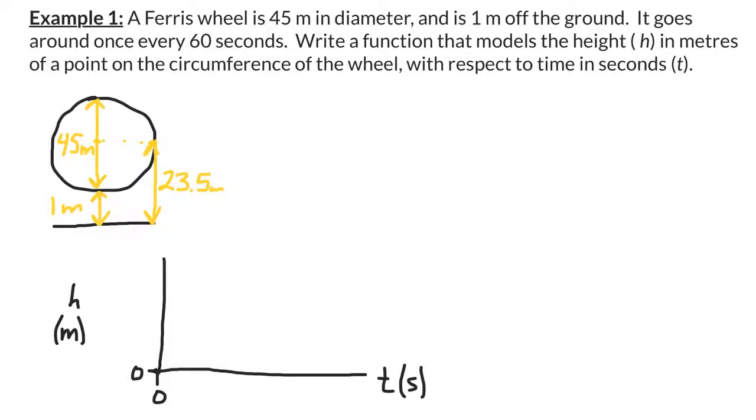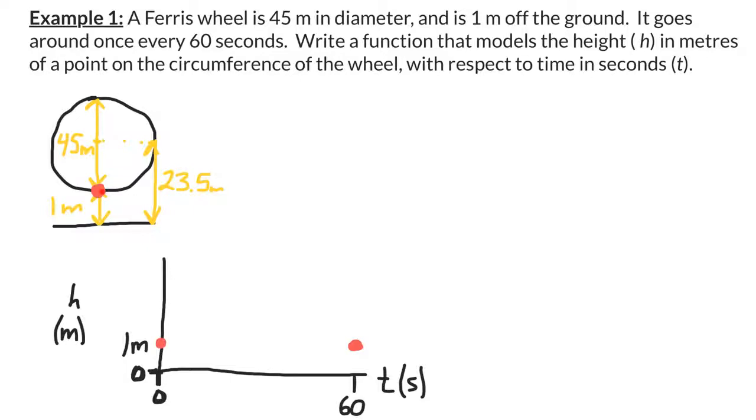So if I want to model the height of a certain point on this Ferris wheel, let's just say I'm going to start at this point on the Ferris wheel, right at the bottom. So my height is going to start 1 meter above the ground. The Ferris wheel is going to start at the bottom, and it's going to travel all the way around. And according to the question, it goes around once every 60 seconds. So it's going to take 60 seconds to go from the bottom back to the bottom. So that's where it would be on my graph.